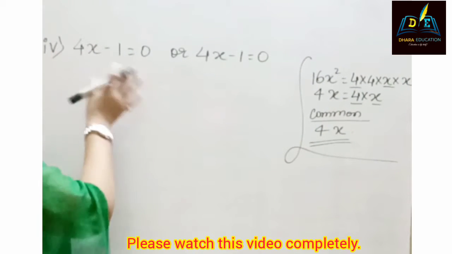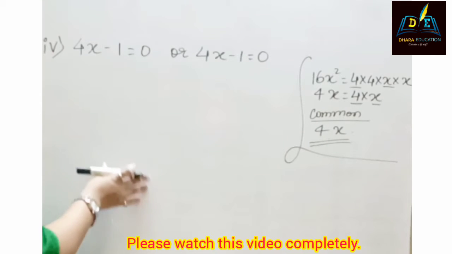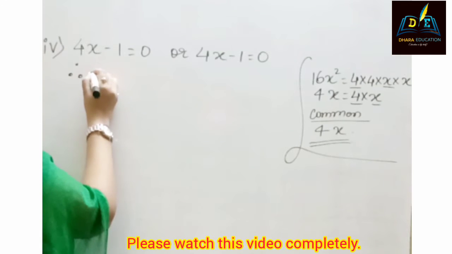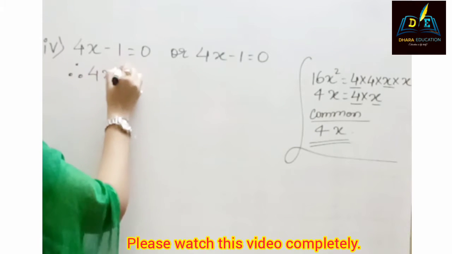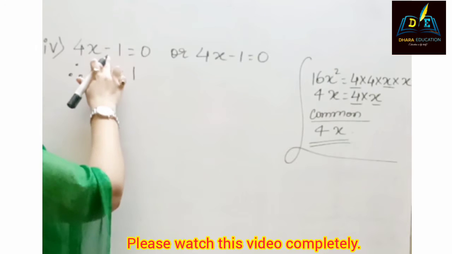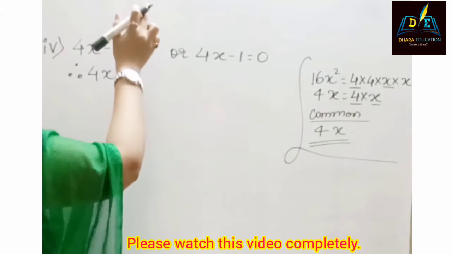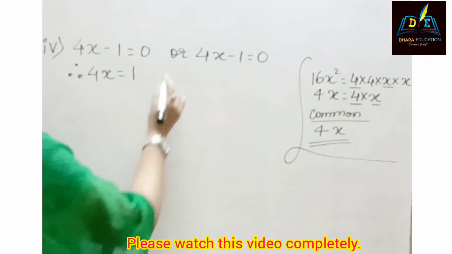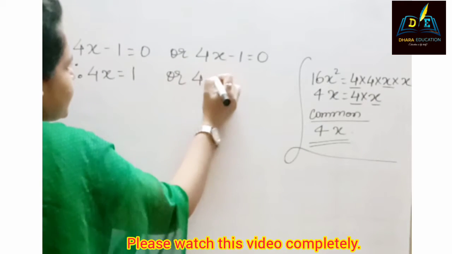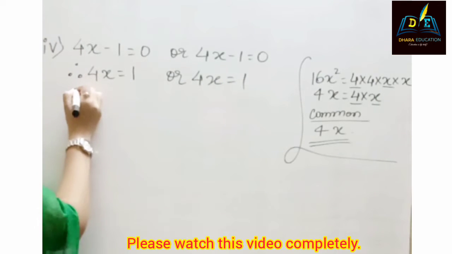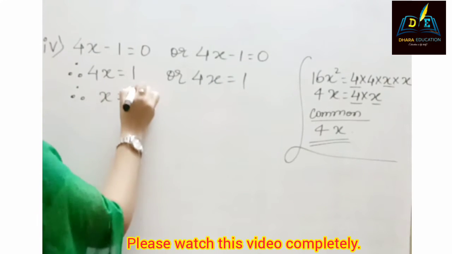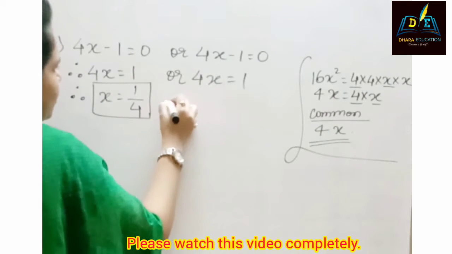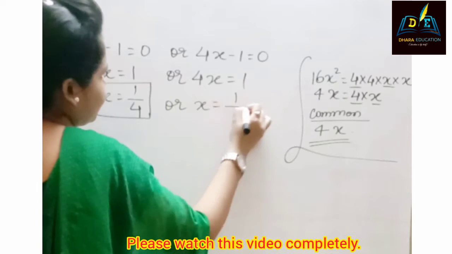Students, as I have written, because I did not have space over there, by eliminating 0 we are going to get 4x is equal to 1, because minus 1 is here. When I send this minus 1 to the right hand side, it will act as a positive. Then 4x is equal to 1. Therefore x is equal to 1 upon 4.